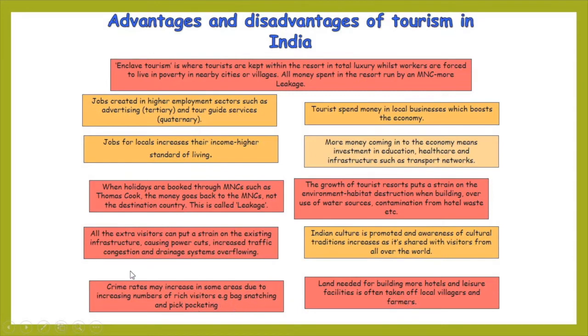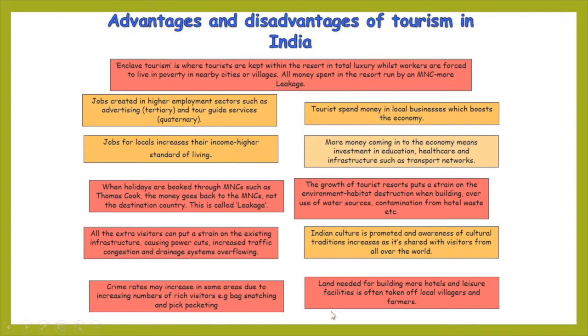It can mean pickpocketing and things like that, and even though, yes, it does provide jobs and bring money to India's economy, a lot of that money actually goes back to the headquarters of the multinational companies that run the holidays in India. So that's called leakage. When the money doesn't stay in the host country, it goes back to the businesses that are running the holidays there. And if they're MNCs, that means the money's going to leave the country. So you can start to see it's a little bit imbalanced.